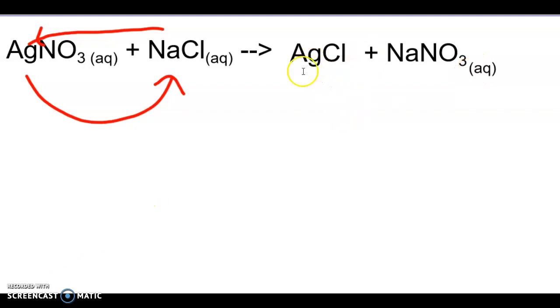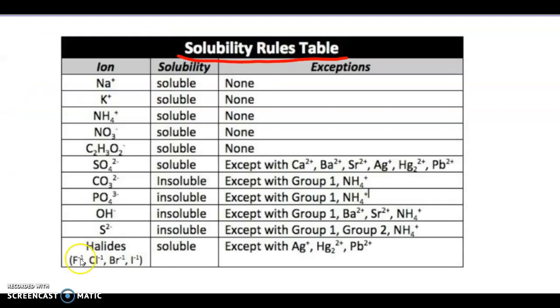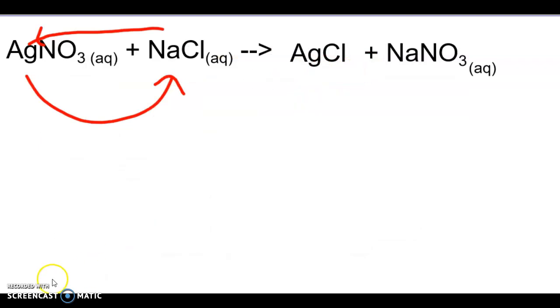And now looking back at AgCl, so we know Cl is in this category, usually soluble, but Ag is one of my exceptions, so it's going to be insoluble. So the way we mark that again is with the (s). The AgCl would be the actual product that's formed, and looks like everything is already balanced, so this would be your answer for that problem.